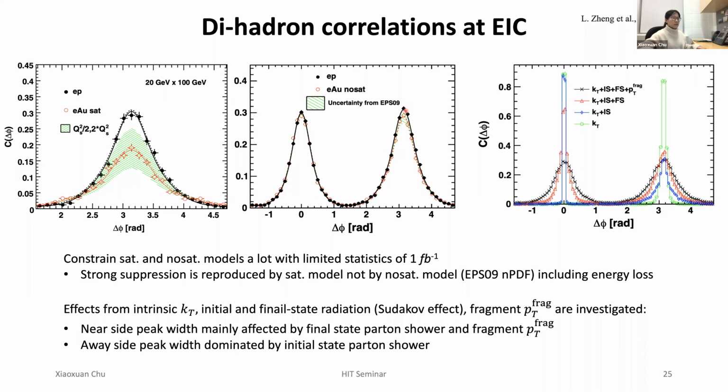So that means the EIC has the capability to do similar measurements, di-hadron measurements, at EIC to probe the saturation physics. And actually, this paper studies in detail the different factors which can influence the correlation shape: the intrinsic kT, initial state radiation, final state radiation, and the fragmentation PT. And for each of them, you can see the near side is mainly affected by the final state effects, the final state parton shower and fragmentation PT, but the away side is dominated, influenced, by the initial parton shower. So at EIC, I think by measuring the di-charged-hadron correlations, we can study their contributions by individual impact.